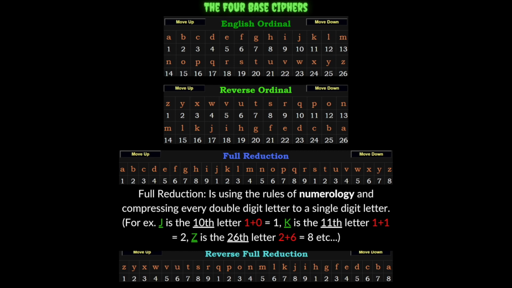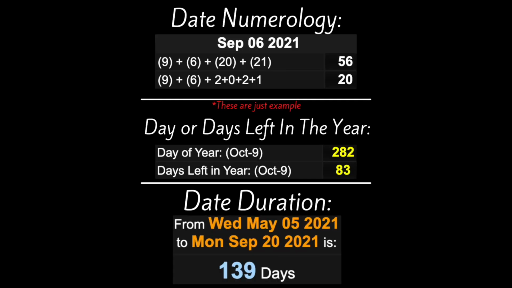Now, the next process to decoding is date numerology, days left in the year, my apologies, and date duration. These are all just examples, but these are things that we use to actually find the patterns between the gematria value of words or phrases and the date at which the news is presenting them to us.